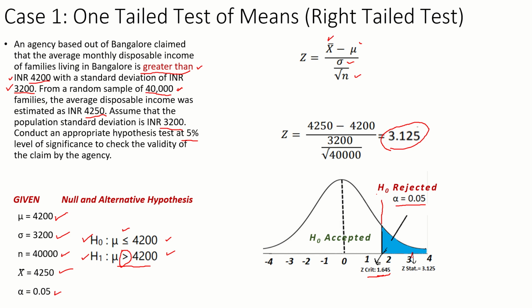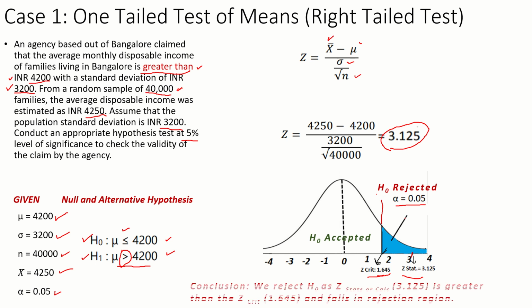So always let us remember, we accept or we fail to accept H0. We have to make a conclusion on H0. Since our Z statistic, that is 3.125, falls in the rejection region, therefore we reject the null hypothesis. This has to be our conclusion.